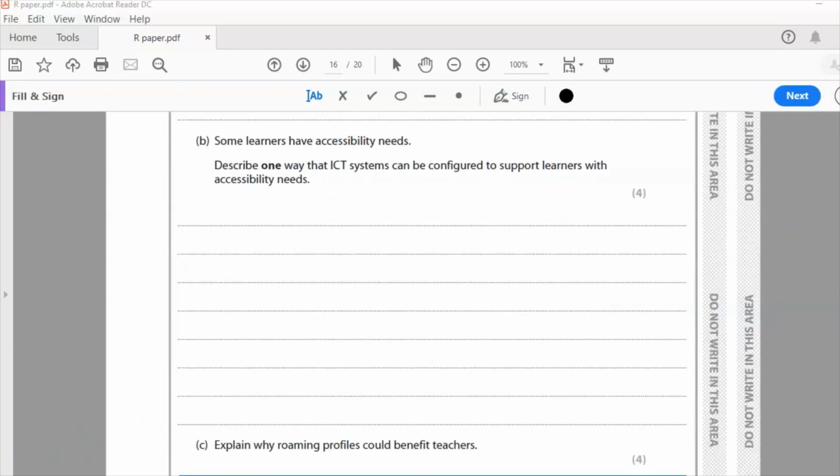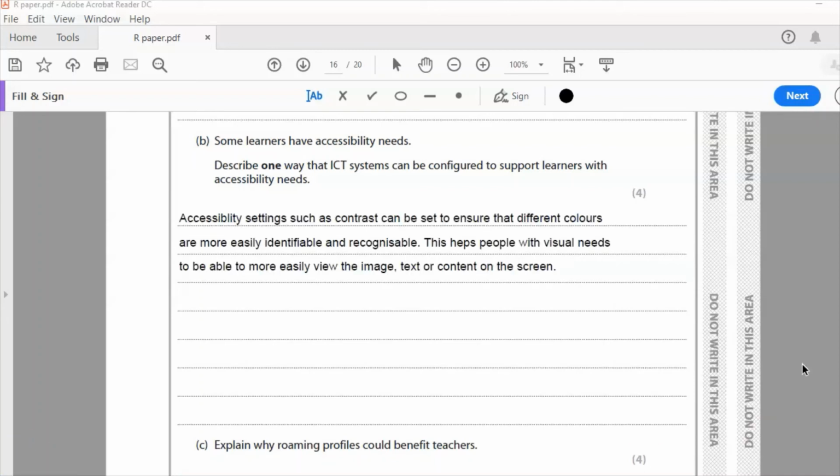Question B. Some learners have accessibility needs. Describe one way that ICT systems can be configured to support learners with accessibility needs. 4 marks. Some answers: accessibility settings such as contrast can be set to ensure the different colours are more easily identifiable and recognisable.